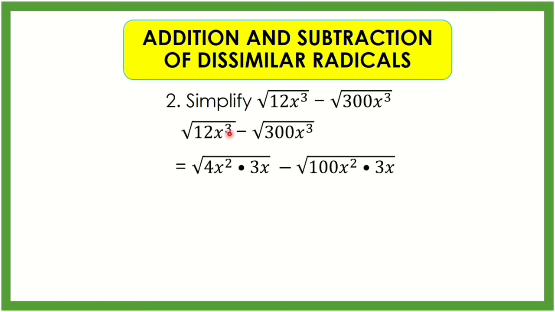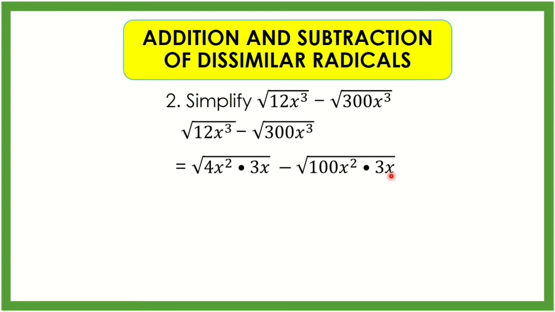And then, yung x cube, paghiwalayin natin, gawin natin perfect square, x square yung isa naman ay x. Pag pinag-add natin yung exponent nila, 2 plus 1, that is equal to 3. So, x cube pa rin ito. Ang 300, ang kanyang factors ay 100 and 3. 100 is a perfect square. Ganun din ang gagawin natin. Paghiwalayin natin yung perfect square, x square at saka x.